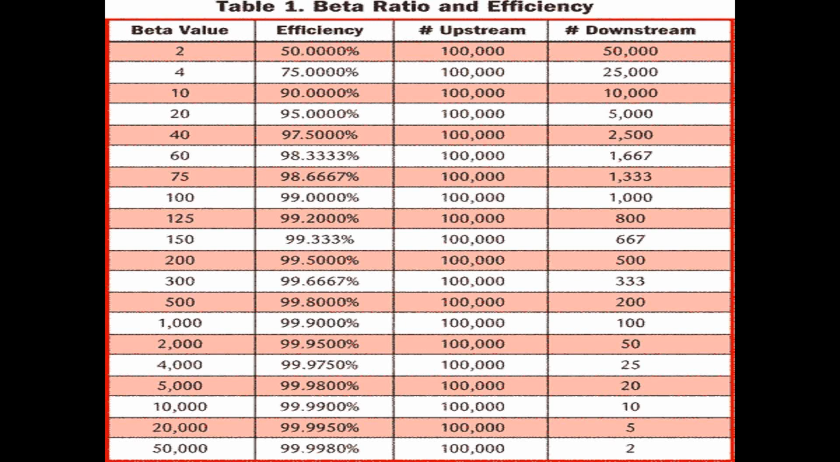So what we try to do in our company is we'll put 2 of the beta 1,000s in series. So you go to the first one, you reduce your 100,000 down to 100. You go to your second one, reduce your 100 down to 1. And so we could get some pretty good efficiency ratings using 2 beta 1,000 filters in series.